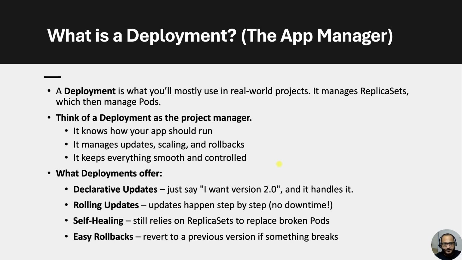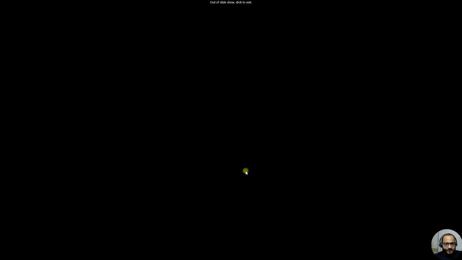So we have discussed two components, replica sets and deployment. Deployment is an app manager which is going to manage everything for you, and replica set is to keep your app up and running always. Okay, now let's move to a demonstration part.